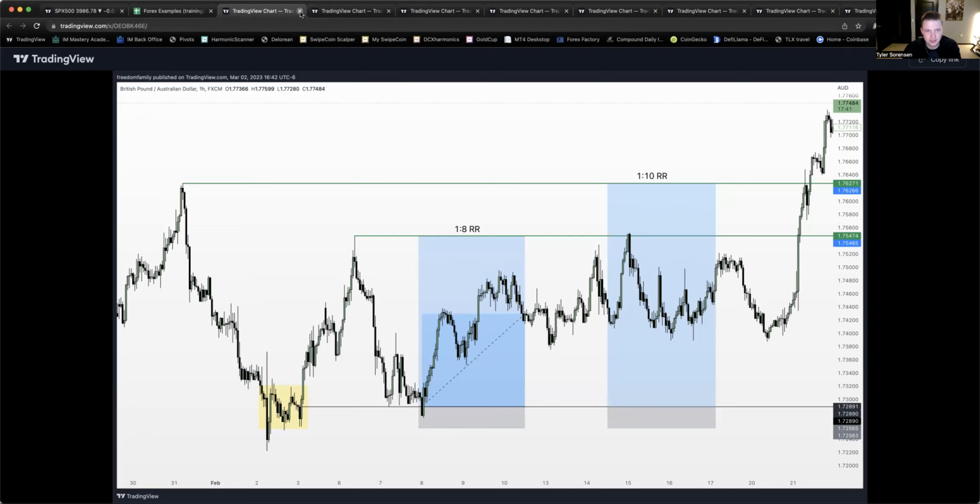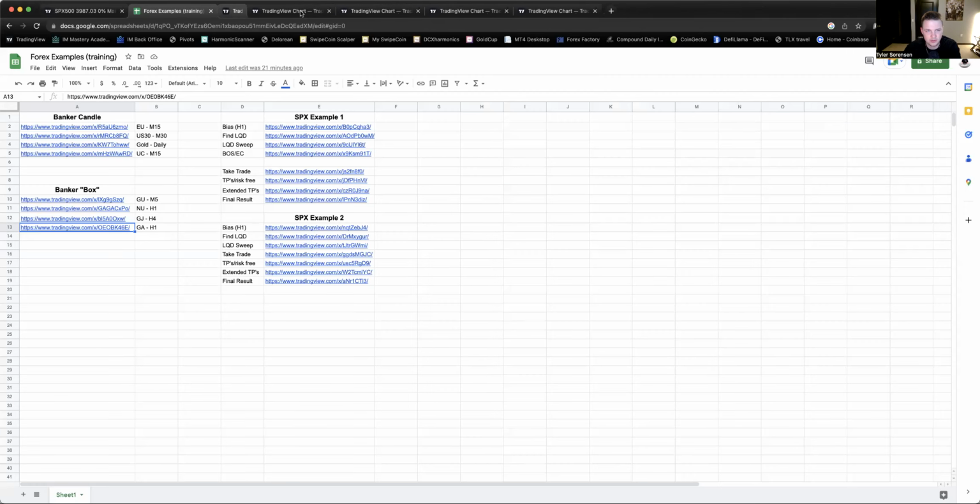These are literally the only patterns in Forex, if you really wanted to, that you would ever need to know. If you practice these, backtest these, you'll get really good at them. And then obviously same is true for S&P 500, guys. But I hope this was helpful.